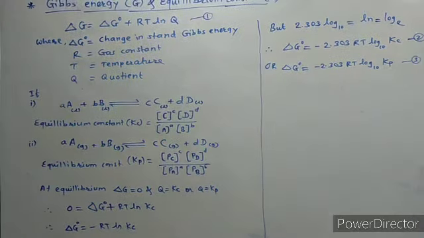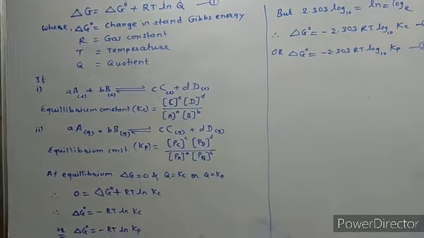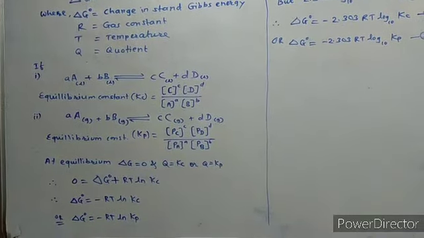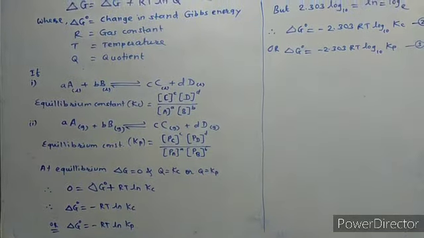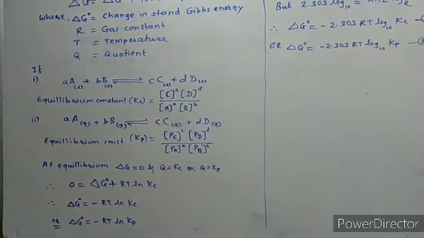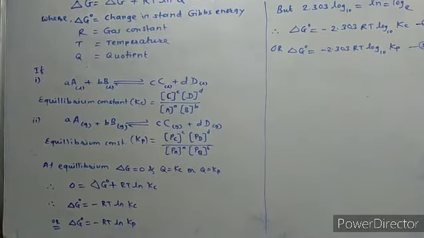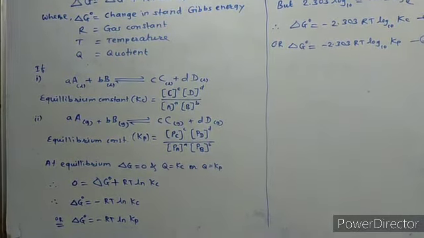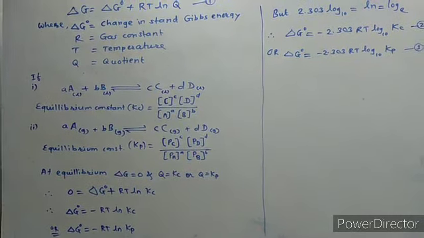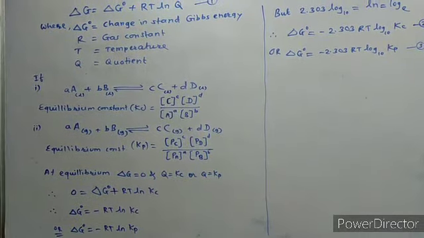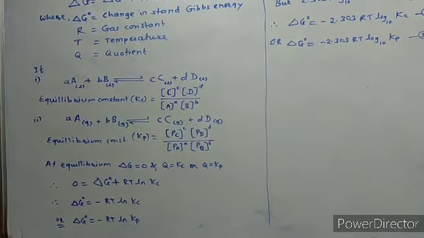If in the reaction the reactants and products are in the gas state, we have to calculate the equilibrium constant as Kp. Now all are in the gas state, so they are exerting pressure. So instead of concentration, we have to consider the pressure of reactants and products. So at equilibrium, delta G equal to 0, and Q becomes Kc or Q becomes Kp.